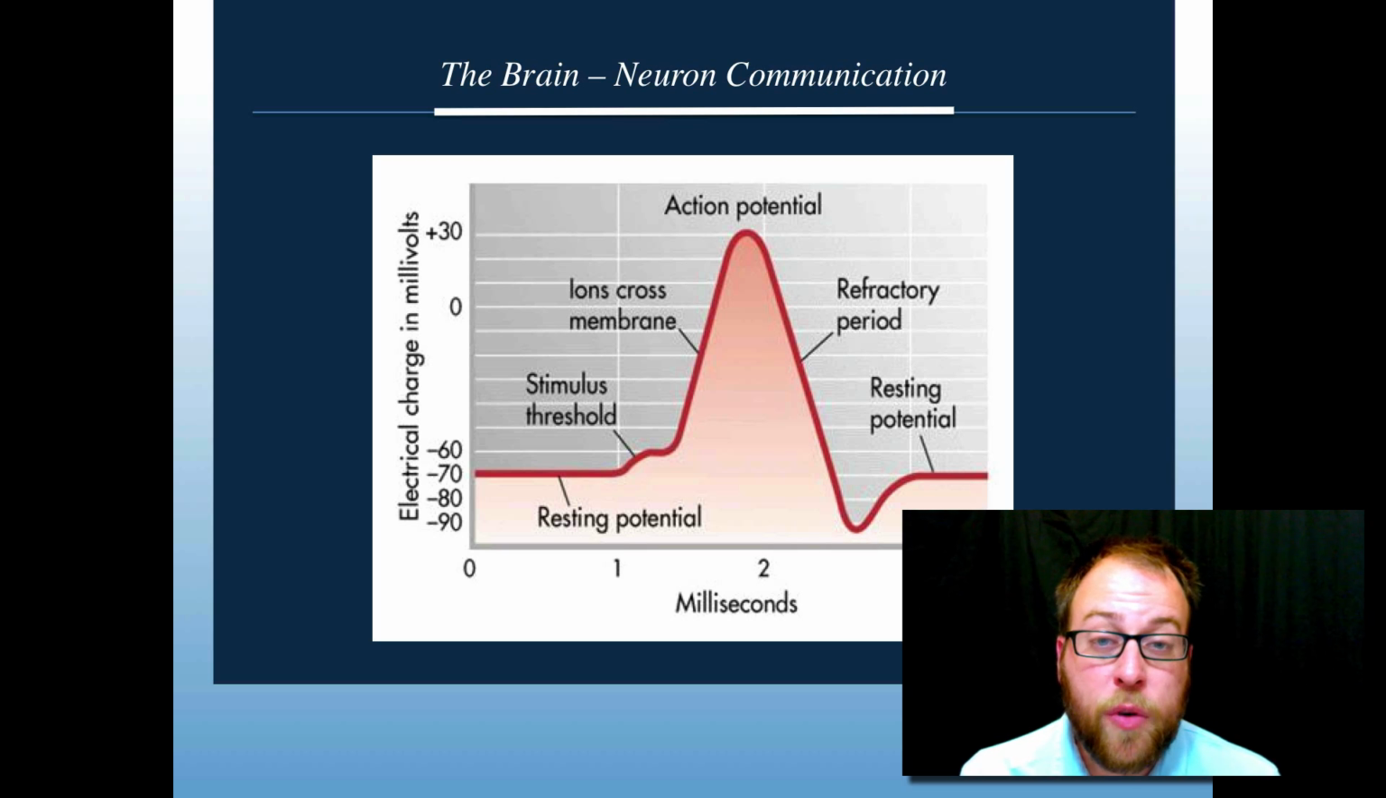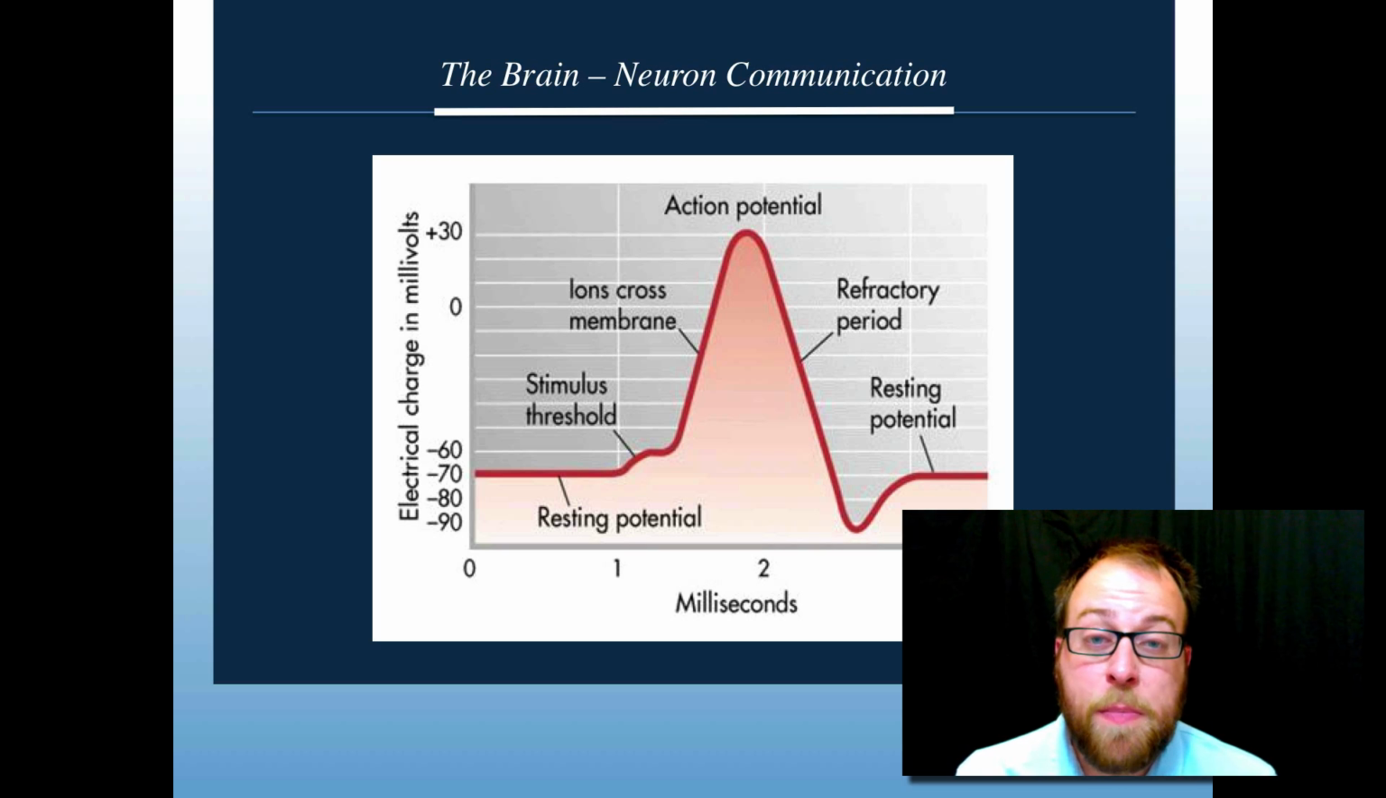The cell goes from that negative 55 millivolts all the way up to about positive 30 millivolts on average over the course of 1 or so milliseconds. It's incredibly quick, and it's an all or nothing response. Once those ion gates open, there's no going back, and the cell will fire an action potential.